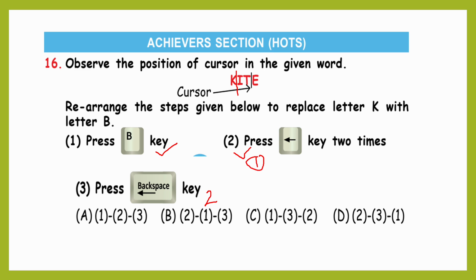See. So, which is the correct option? Option D. 2, 3, 1. Okay. So, the correct answer is option D. After pressing left arrow key 2 times, cursor is after the letter K. Then pressing backspace key deletes the letter K. Pressing alphabet B key types the letter B at cursor position.